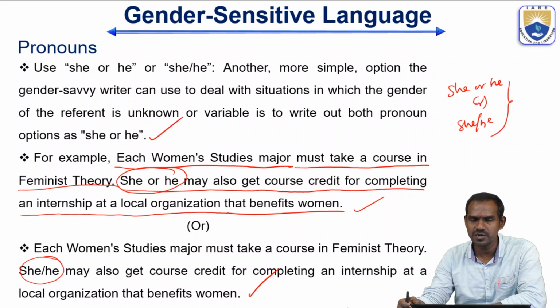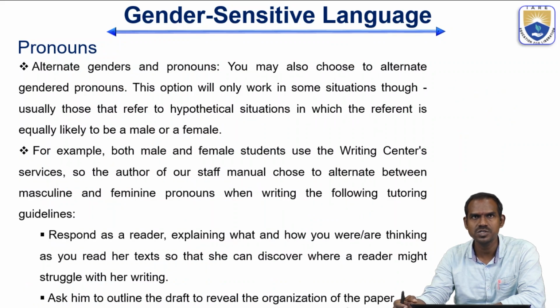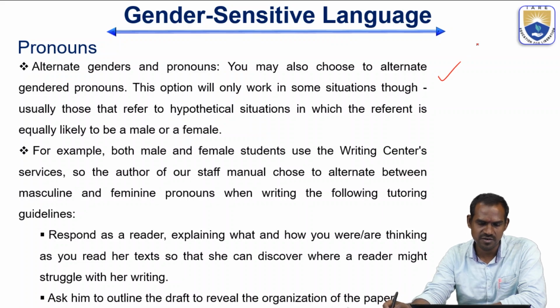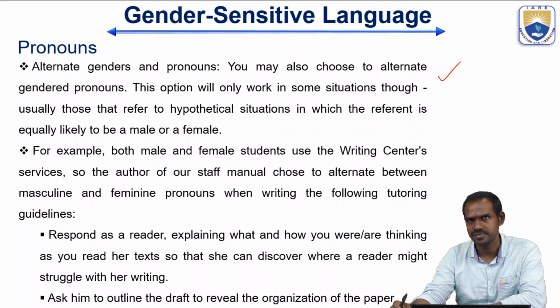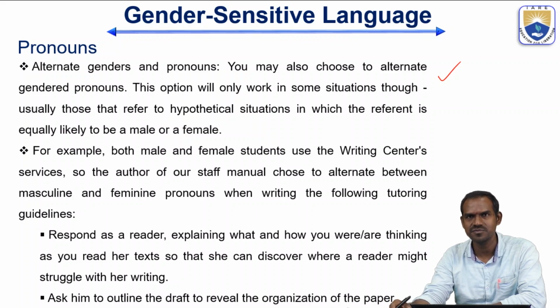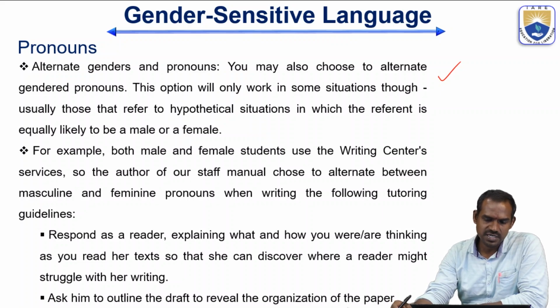Okay. So now let's move on to the continuation. First of all, I have explained the usage of they. Next, I have explained the usage of she or he, or she/he. Now I am explaining the usage of alternate genders and pronouns as a part of pronouns, which is the part of gender sensitive language, which is the part of gender sensitization. Yes. So alternate genders and pronouns.